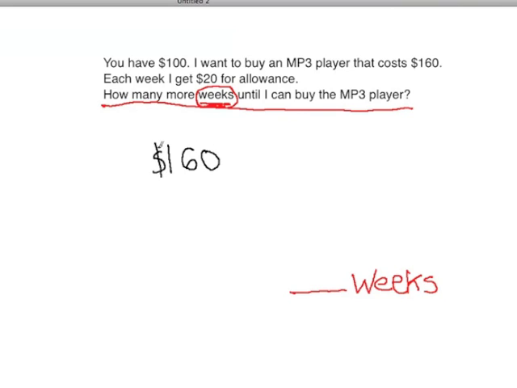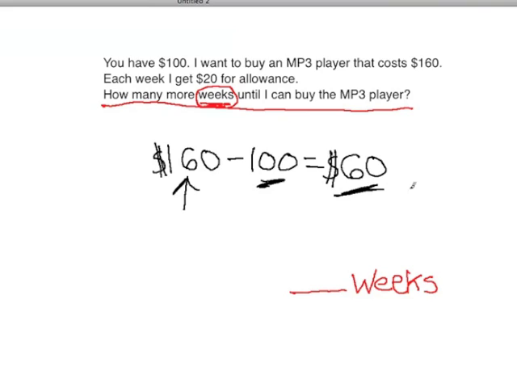Awesome. Now I have some money. I don't need to earn all the money. So if I take away the amount of money that I have from the amount of money that the MP3 player costs, that will tell me what? That will tell me how much more money I need in order to buy the MP3 player. So I subtract the amount of money I have from the amount of money I need, and I end up with $60. Now be careful. Ask yourself, $60, what is that $60? That $60 is how much more money I need to buy my MP3 player.